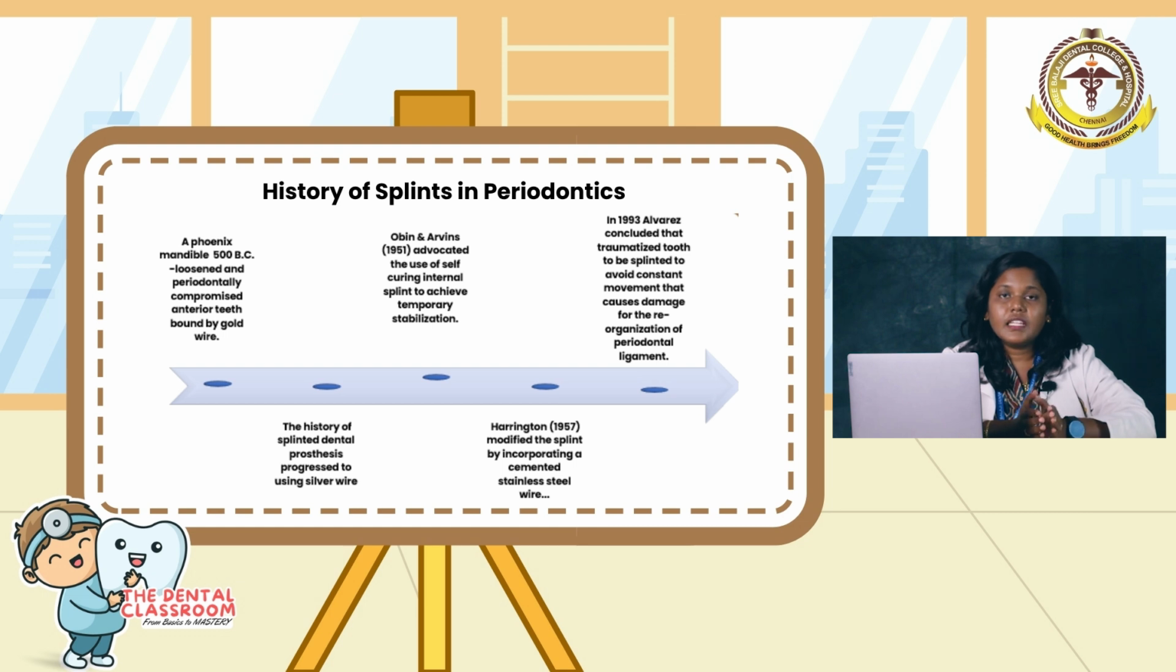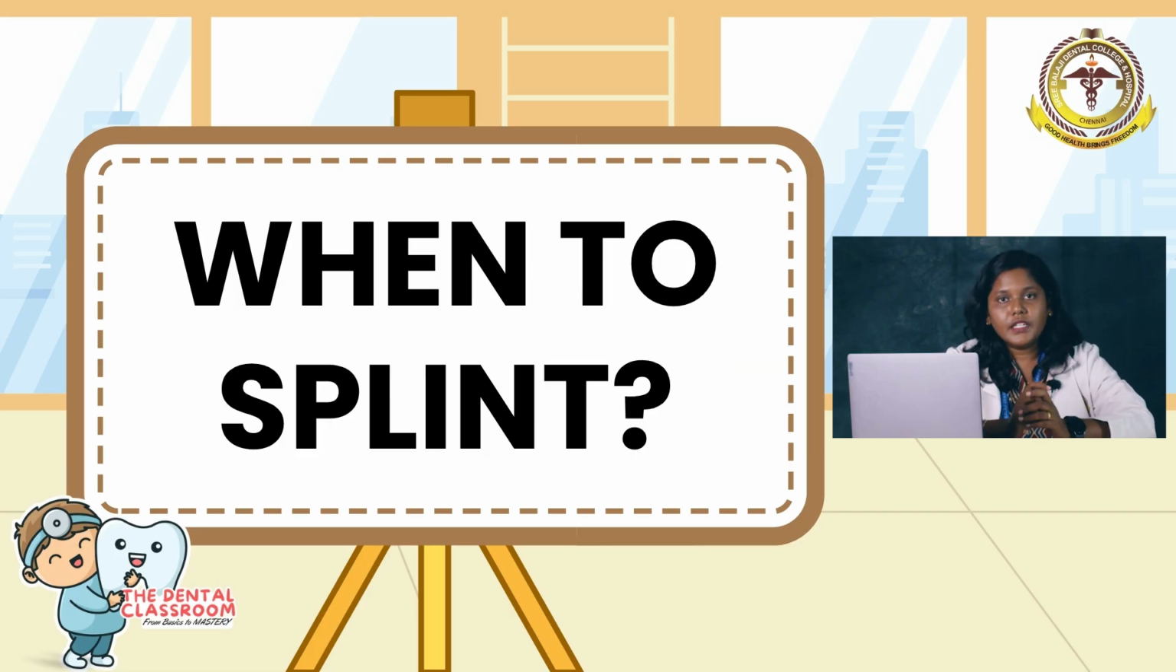In 1993, a scientist named Alvarez concluded that a tooth which is avulsed or subluxated can be splinted so that it will avoid the motion of the tooth, which would cause disturbance to the reorientation of the periodontal fibers. And later on, splints have emerged and are widely used nowadays for splinting of periodontally compromised teeth. So, when to splint?